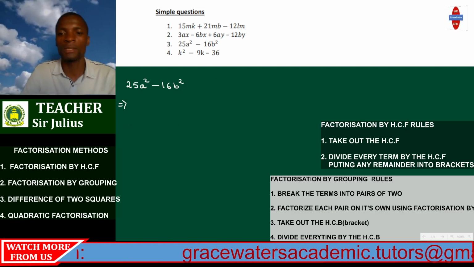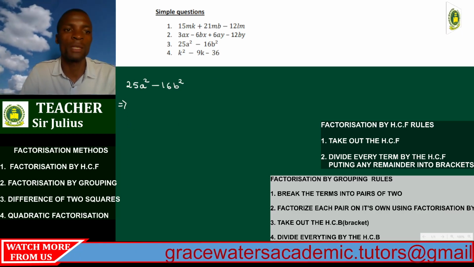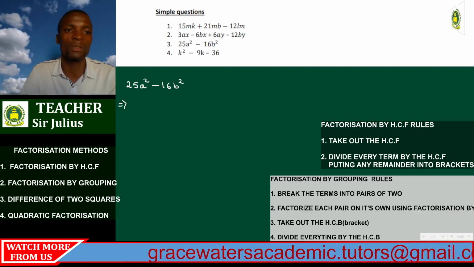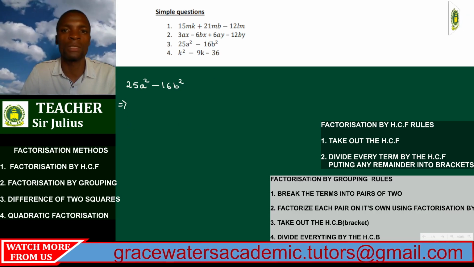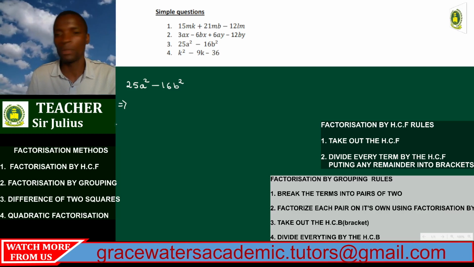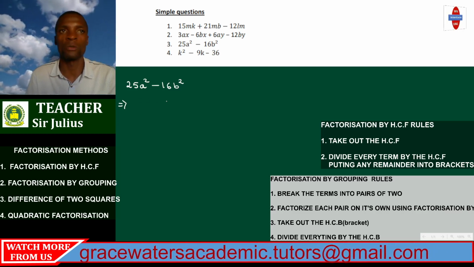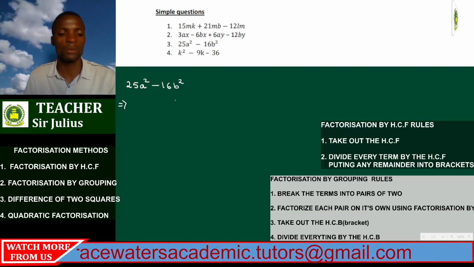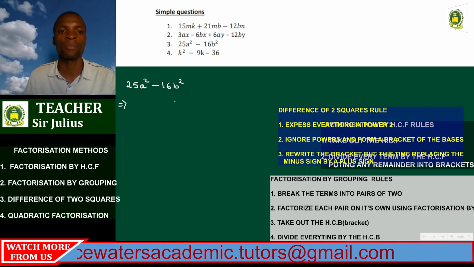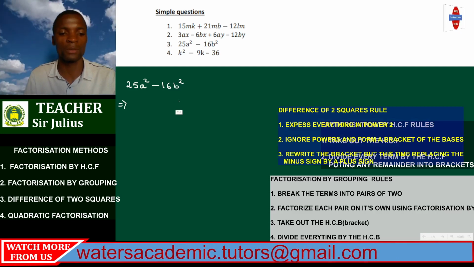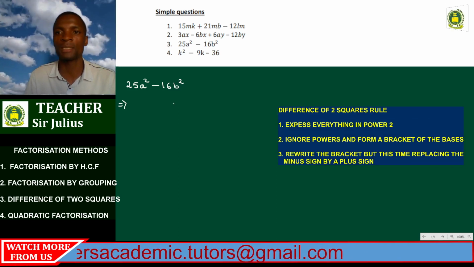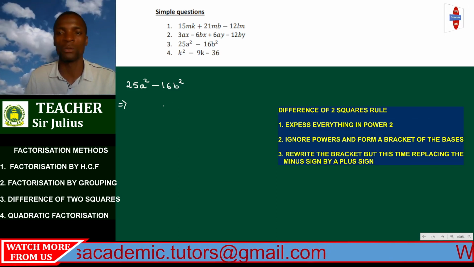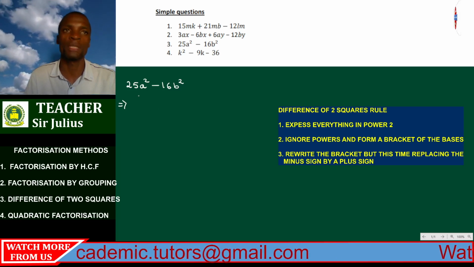Okay, let us quickly jump into the third method of factorization, which is called difference of two squares. Just jumping into this, we are going to be looking at the rules first. The rules are simple. Let me just remove these. The rules are saying express everything in power 2. That's the first rule, if it is difference of two squares.